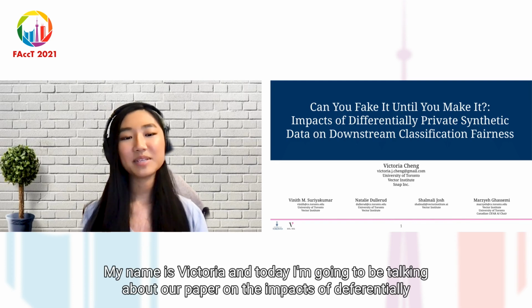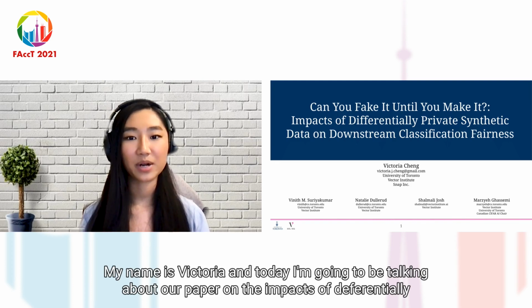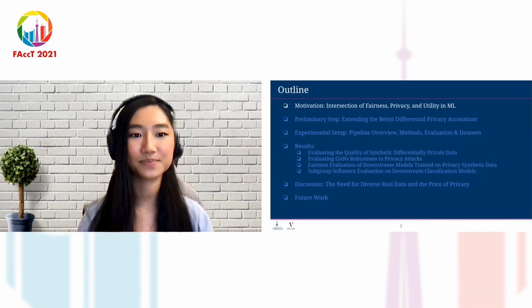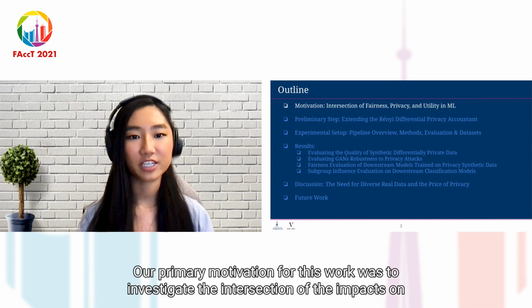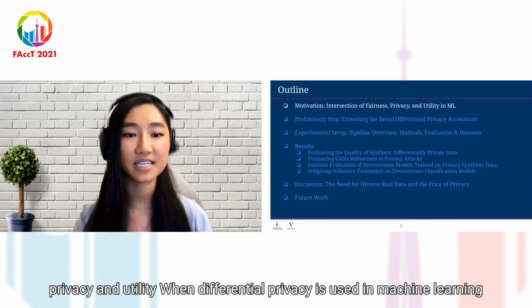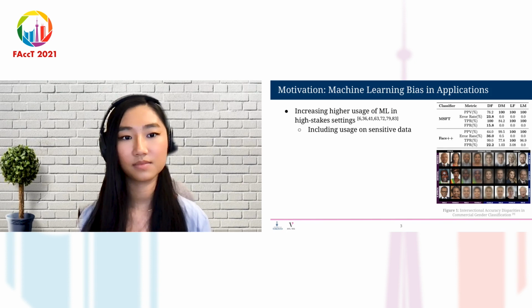Hello, my name is Victoria, and today I'm going to be talking about our paper on the impacts of differentially private synthetic data on downstream classification fairness. Our primary motivation for this work was to investigate the intersection of the impacts on fairness, privacy, and utility when differential privacy is used in machine learning algorithms.